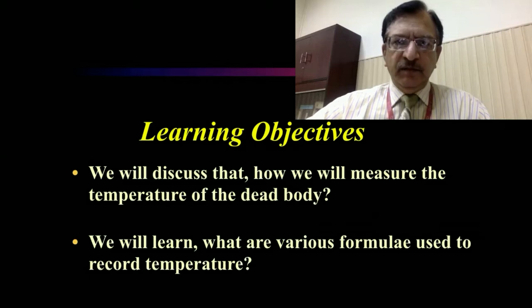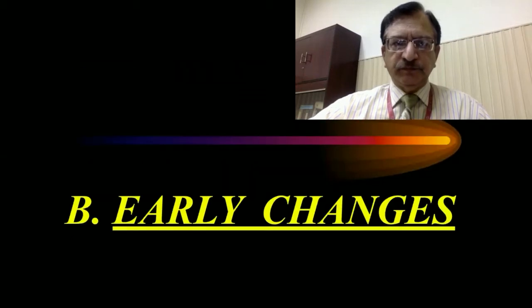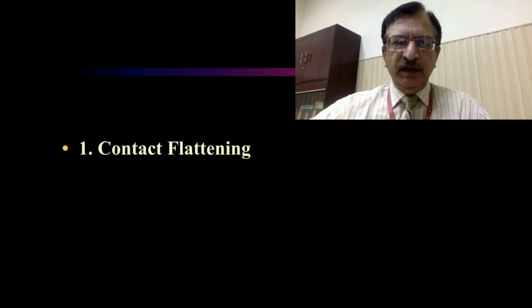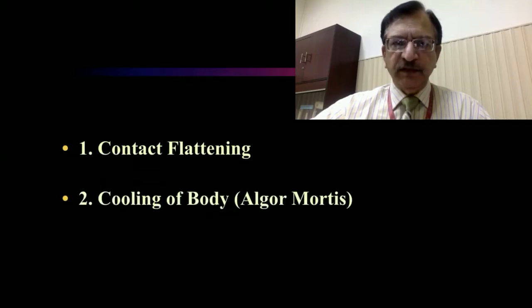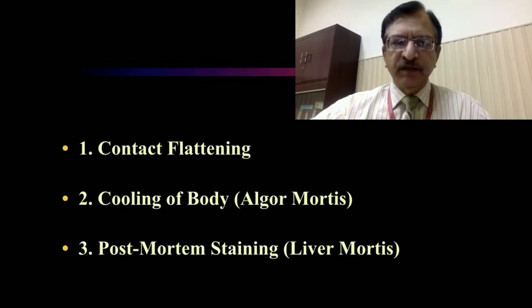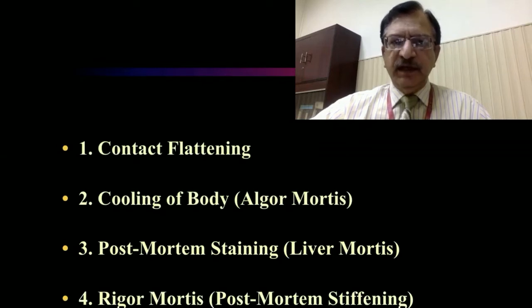And there are certain formulas which help us in determining time since death. We study the body temperature and the environmental temperature, and apply certain formulae, and that helps us in estimating time since death. So, starting with the lecture, the early changes. As we know, the early changes are contact flattening, cooling of the body or algor mortis, post-mortem staining, also called livor mortis, and rigor mortis, that is post-mortem stiffening.